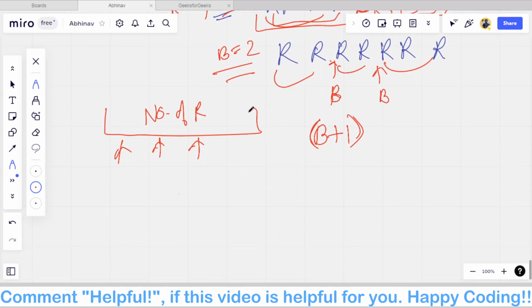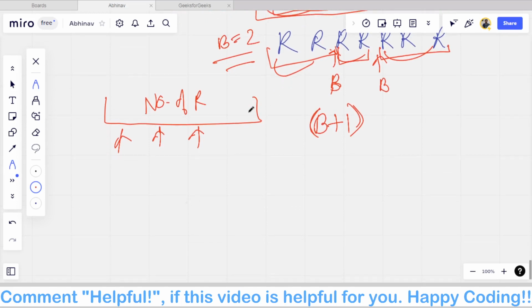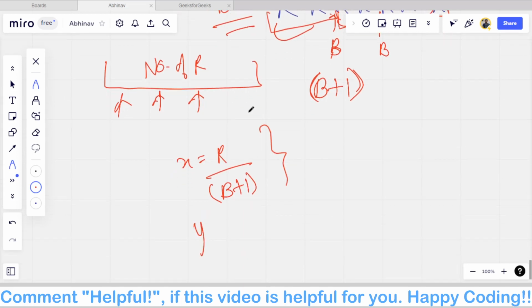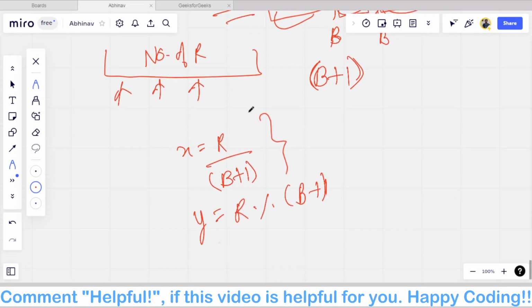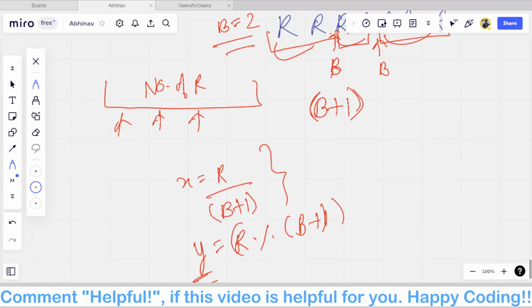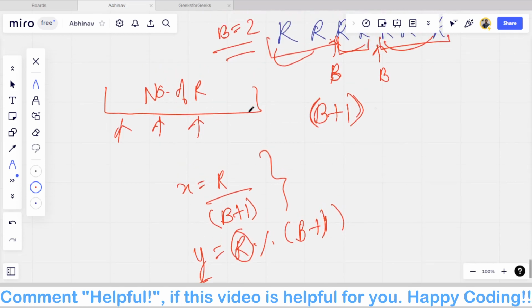Okay, so what should be the size of each partition? How can we count the size of each partition? The size of each partition will be x is equal to r divided by b plus 1. But obviously it is not completely divisible. There is a remainder, there is always a remainder. So we have to set these y remaining r's also. We can put these y r's in any one of the y columns.